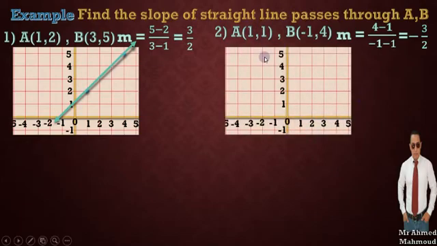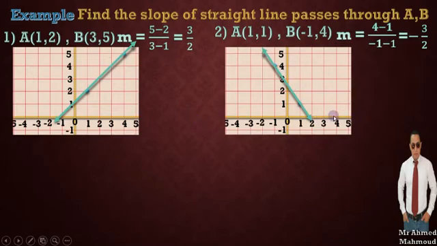A equals (1, 1) and B equals (-1, 4). By connecting them with a straight line, this is the straight line. There is a difference between this straight line and this one, because this line's slope is positive and that line's slope is negative. So there is a difference between the angle this line makes with the positive direction of the x-axis and the angle the other line makes.